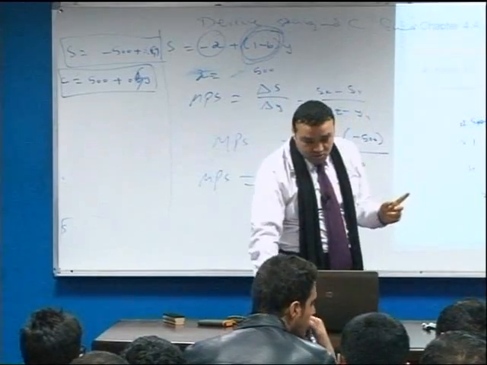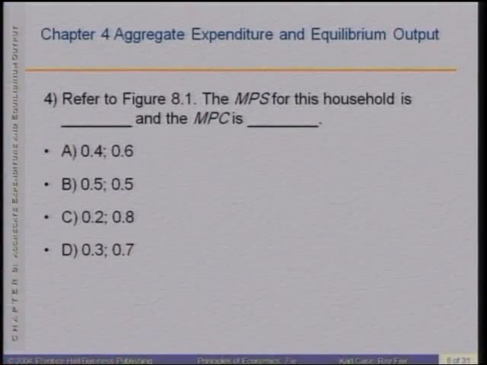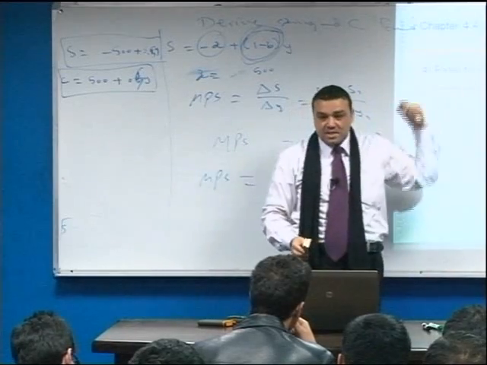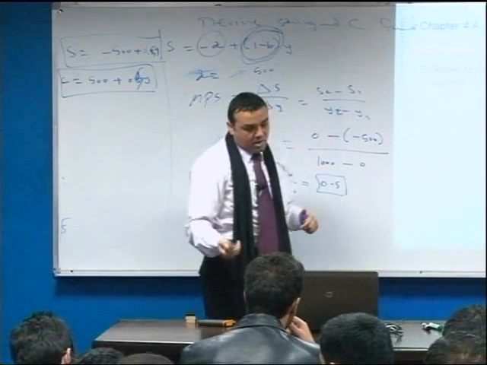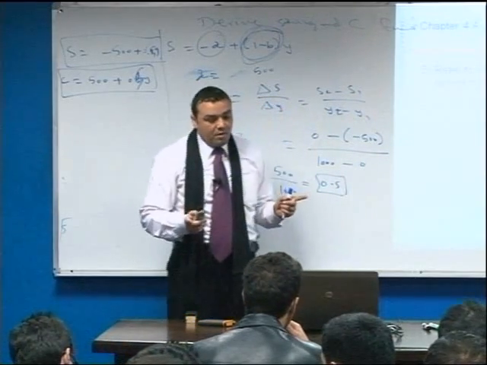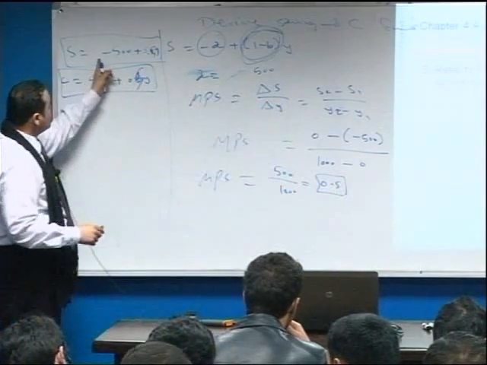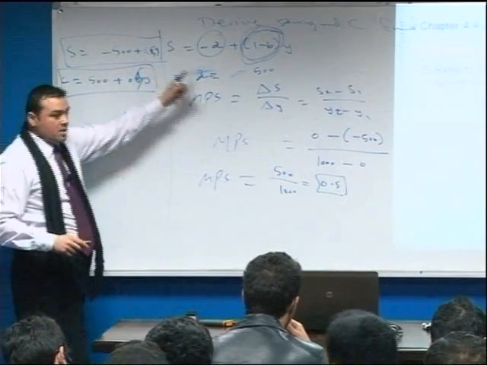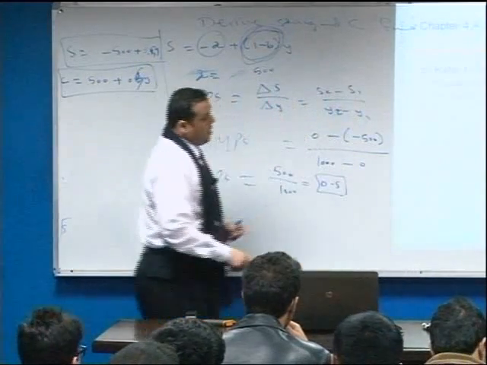So let's go to the exercises or the questions. The question is: calculate MPC and MPS for the household. MPS for the household equals how much? The equation for this household saving function: minus 500 plus 0.5y.